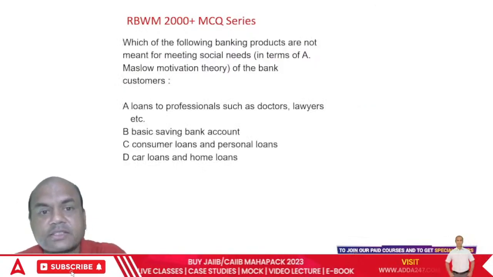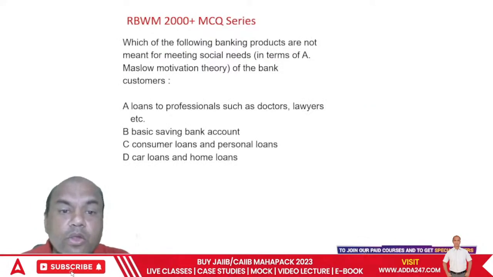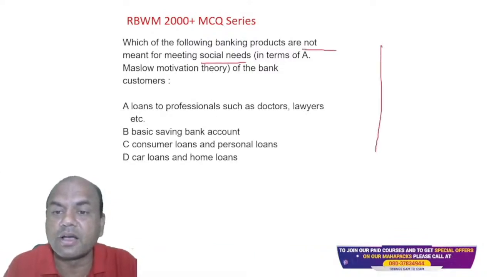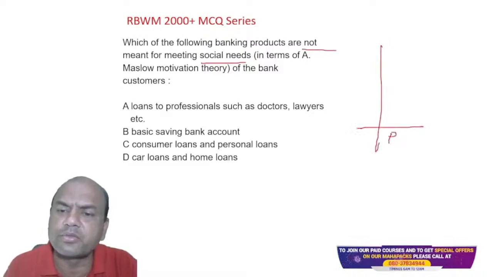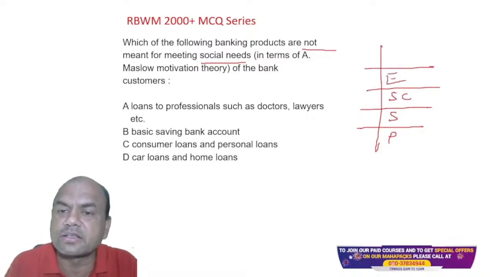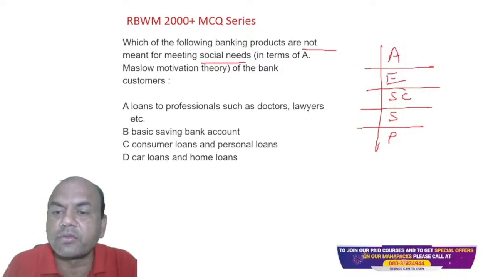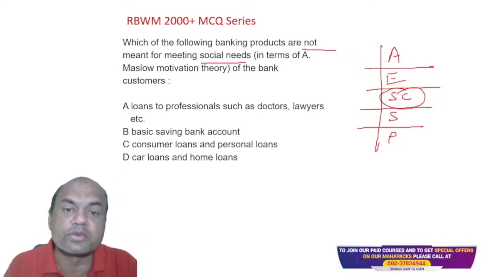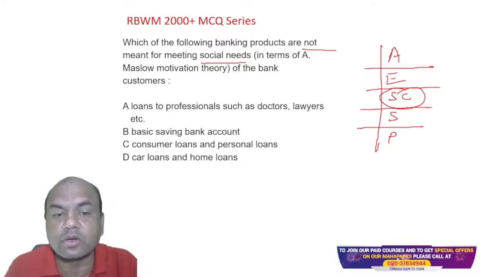Yeah, move on. Next, which of the following banking products are not meant to meet the social needs? Social needs, again, see this should be by heart: physiological, safety, social, third level now, social, esteem and actualization, right? So now we are talking of the social needs. Which of the following banking products are not meant for social needs? Loan to professionals such as doctors, lawyers, basic savings bank account, consumer and personal loans, car loans and home loans. So which is not there for social needs?